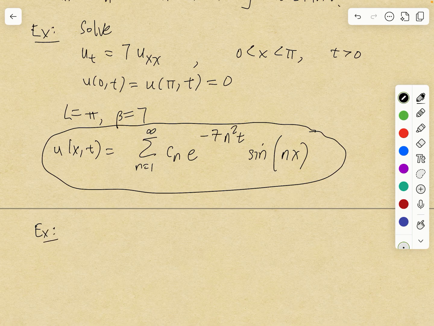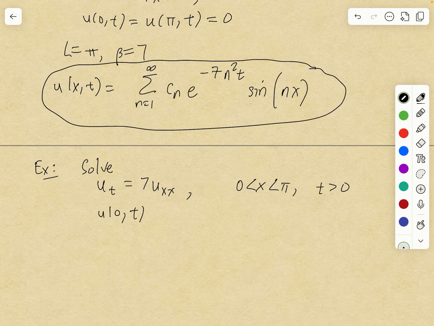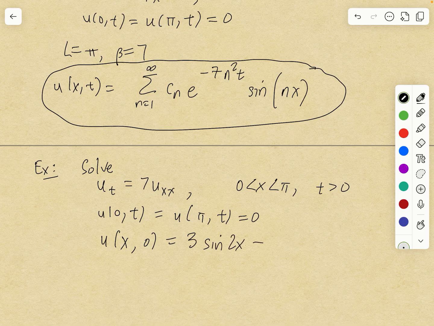Now let's do one that's more complicated. So it's the same thing. Solve u sub t equals 7 u xx. X goes from 0 to pi. T is positive. And then u of 0,t equals u of pi,t equals 0. And also, now they tell you that u of x,0 equals 3 sine 2x minus 6 sine 5x. So that's your f of x that they're telling you, right?